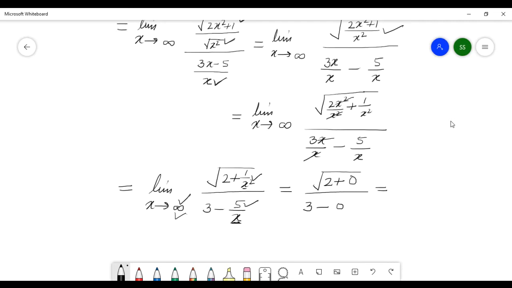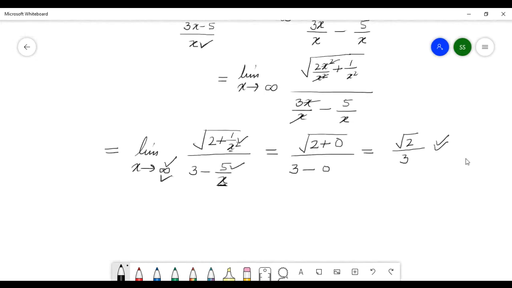What is left here? Our answer. This is our horizontal asymptote. See, the limit as x goes to infinity, the answer is a. This is a, and a is what? This is y. This is called a horizontal asymptote.